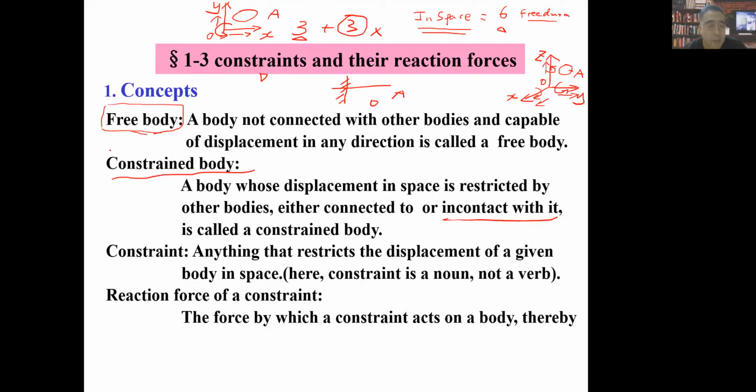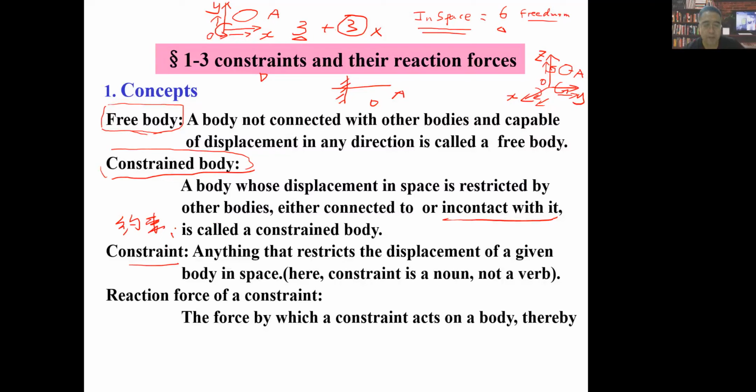A constrained body itself is not important. The type of constraint is important, right? So what is constraint? In China, we call that constraint 约束. What is constraint? What is 约束? It means preventing something from happening.